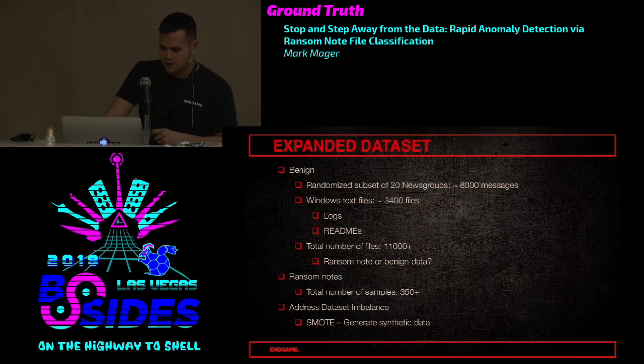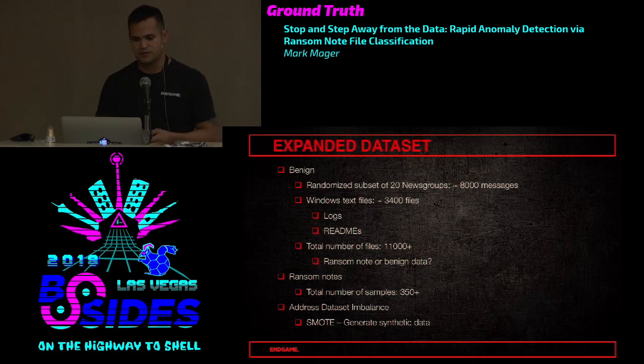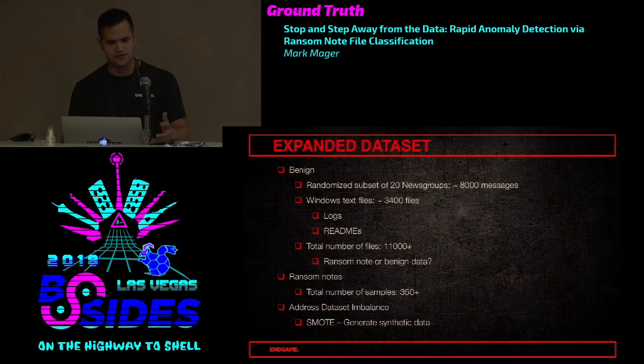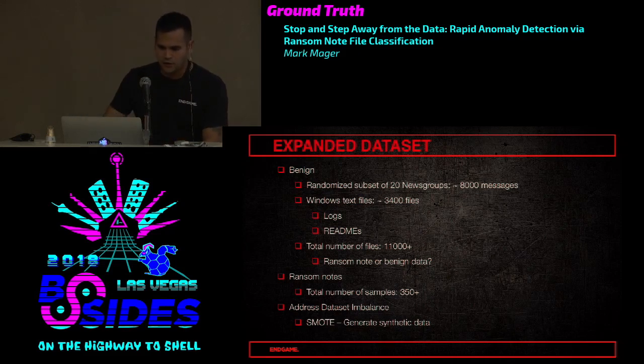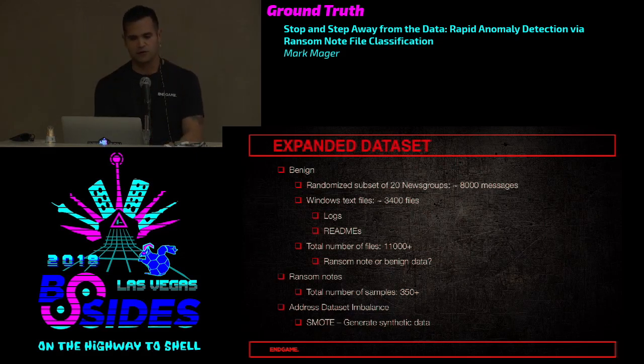So for the framework, what we wanted to do is come up with a data set that was going to be a little more reflective of what we might typically find on a Windows host. And so we took a subset of the 20 newsgroups data set. We're going to stick with around 8,000 messages this time. And then also we pulled in a little over 3,000 text files from Windows hosts. These mostly comprised of log files, readmes, installer files, things of that nature that you might typically find on a Windows host. So we ended up with around 11,000 files or so.